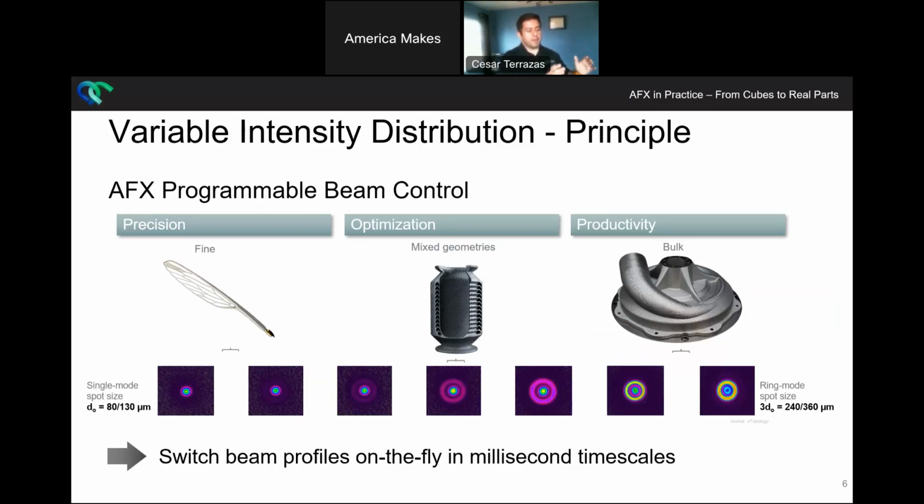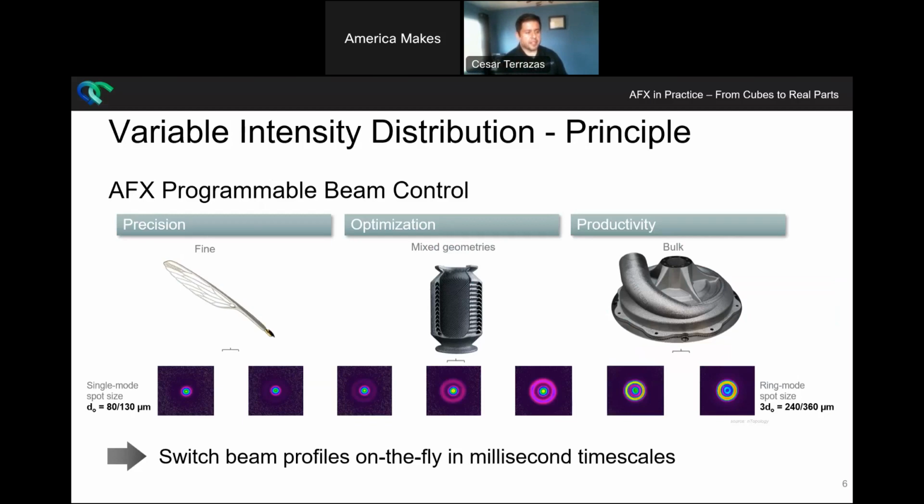We can go all the way from the regular Gaussian beam, which is mode 0, towards the left, the image on the left. Roughly we have a beam diameter that is anywhere from 80 to 130 microns. But then we can explore different emission modes all the way to a full ring mode or ring beam, which can be 360 microns in diameter.